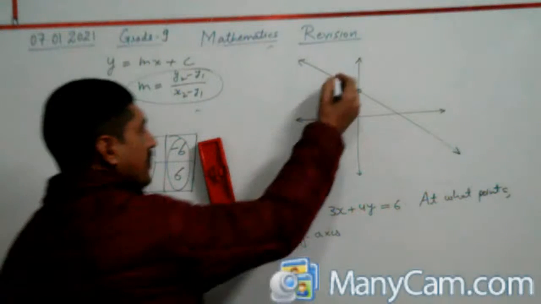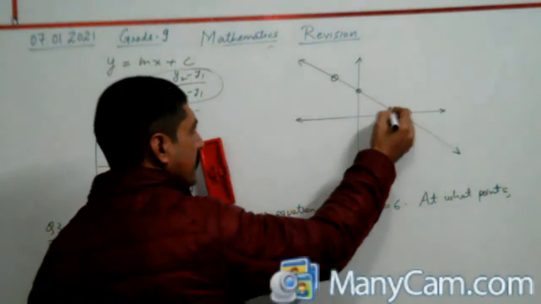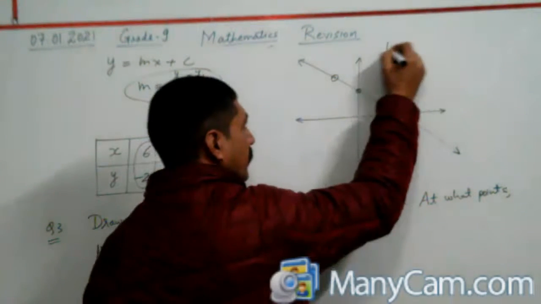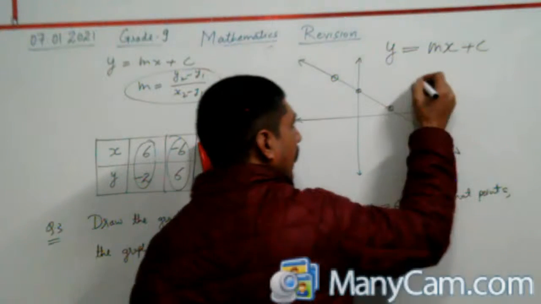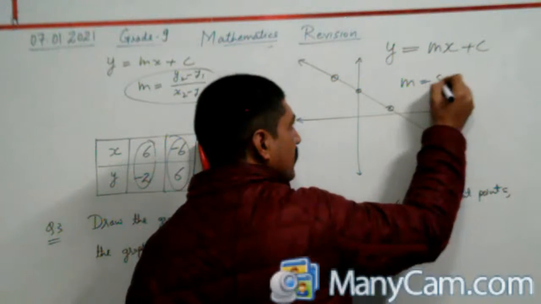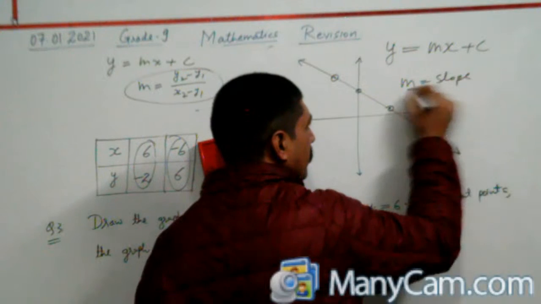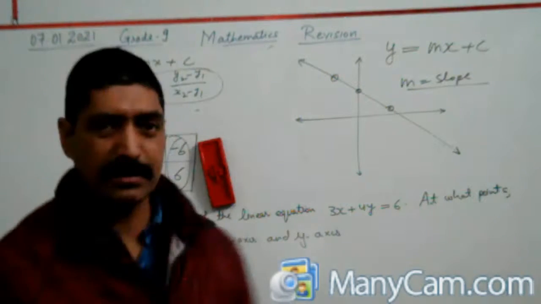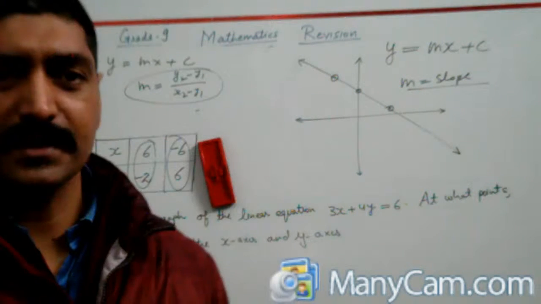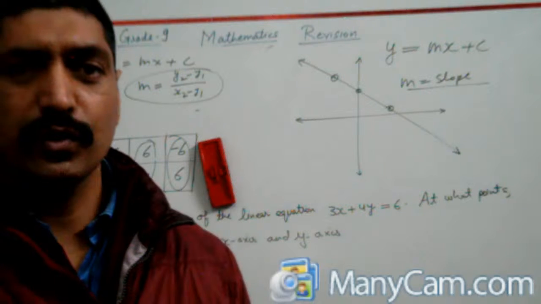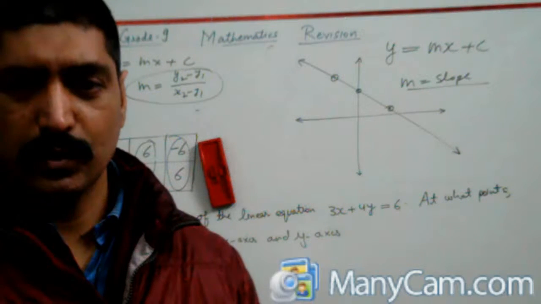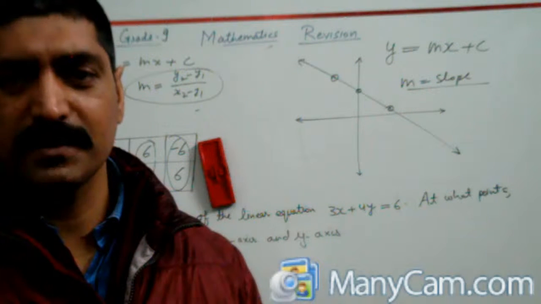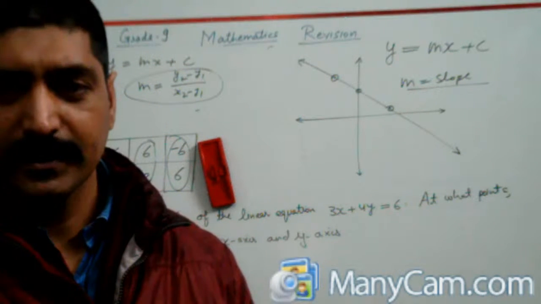If 2 points are there, 1 point is here, 1 point is here, so the equation of the line is y is equal to mx plus c. M is the slope, right? But it is not in your syllabus here. In higher classes, you will study this. This is your slope intercept form, right? So I will see this question if possible in some other way, right?